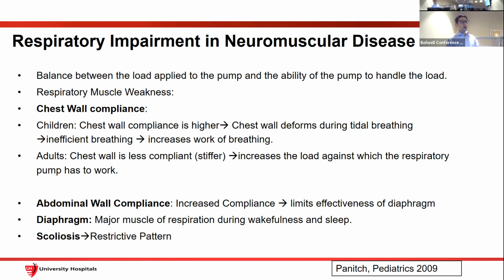In adults with neuromuscular disease, the chest wall is less compliant, so they have the opposite problem. The chest wall is stiff, and it's an increased load against which the respiratory pump has to work to expand it. Then think about abdominal wall compliance. If you have increased compliance, that limits the effectiveness of the diaphragm. When you breathe, the diaphragm pushes the intra-abdominal contents down into the abdomen, and you have abdominal excursion, which you see on normal breathing, but only to a point. If you have a weak ventral wall, that increased compliance limits the effectiveness of the diaphragm. A weak diaphragm matters because it's a major muscle of respiration during wakefulness and sleep. And obviously if there are chest wall or spinal vertebral column issues, like in neuromuscular scoliosis, that will cause a restrictive pattern.